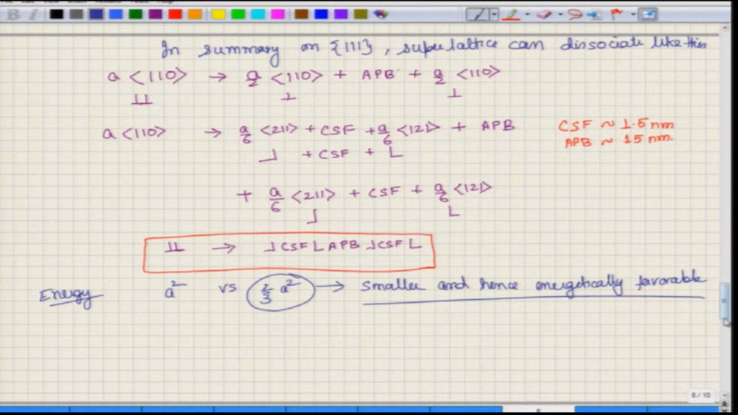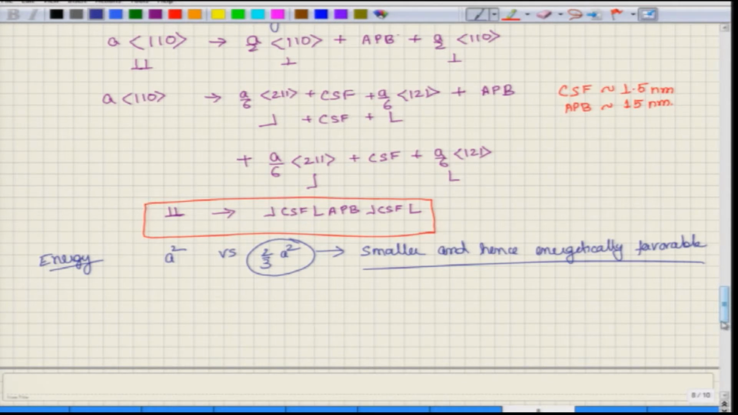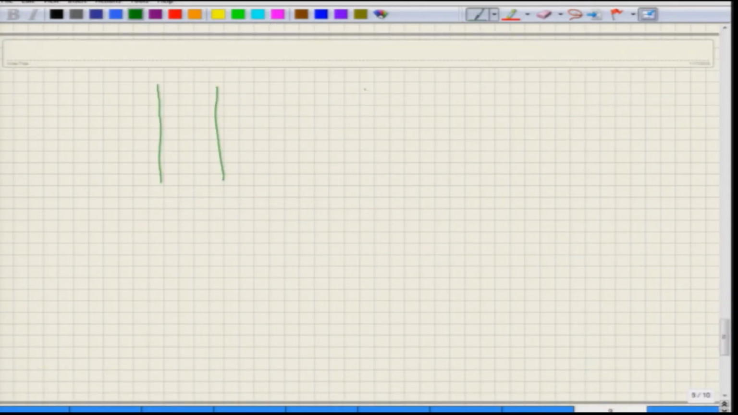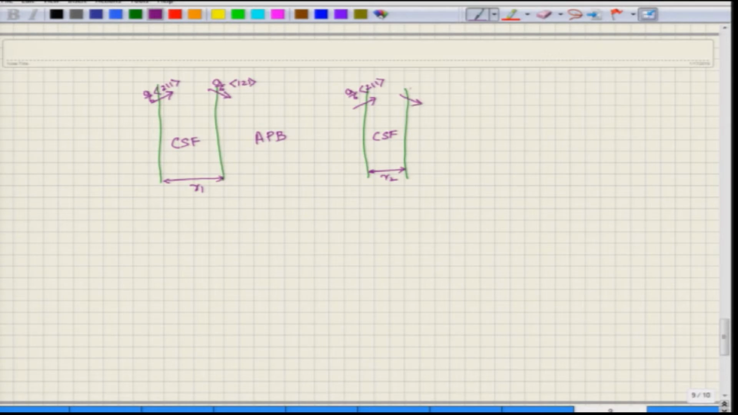And if you were to see this, how would it look? Just like we have drawn earlier the partial dislocations, this is how it would look. You will have CSF, here you will have APB, here you have another CSF. It can have a different width, it need not be the same, because once they are separated, they are two different species, two different entities. This will be A by 6, 211. So, writing the same thing in a different form so that you can appreciate the true picture.